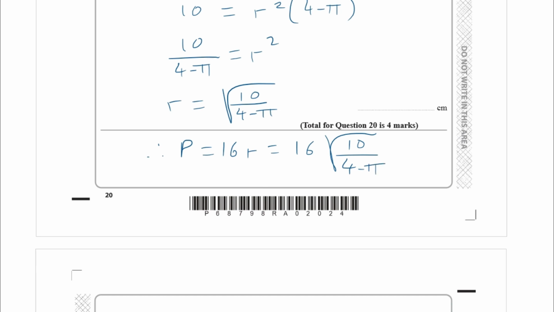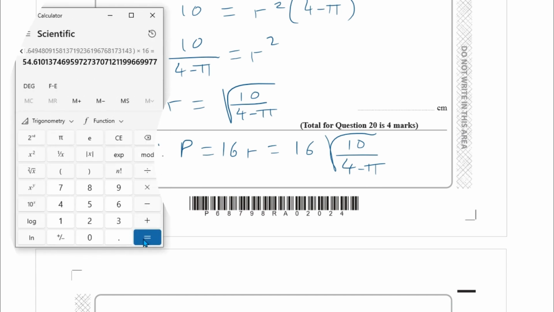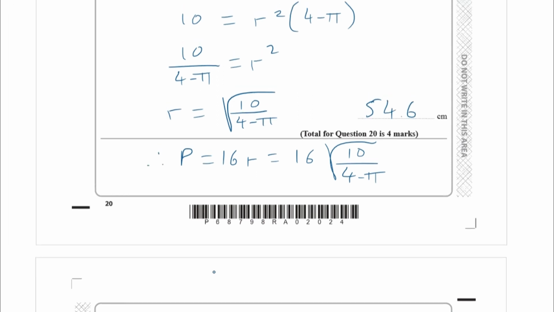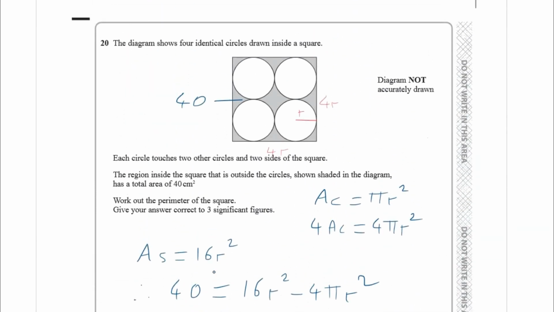The question says 3 significant figures, so make sure that you round it to 3SF. And looking at the output of the calculator here, it looks like the perimeter is 54.61, and to 3 significant figures, I would say 54.6 is really good. So let's write 54.6 here and be happy with this question. Making sure that we have everything right, that we have indeed 16 r's for the perimeter.